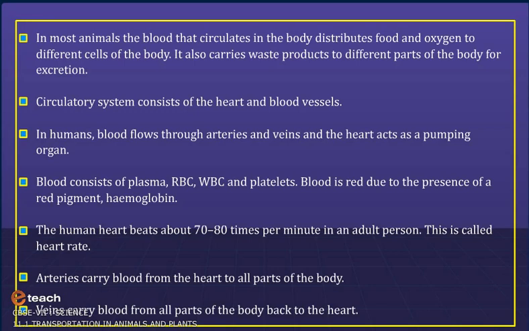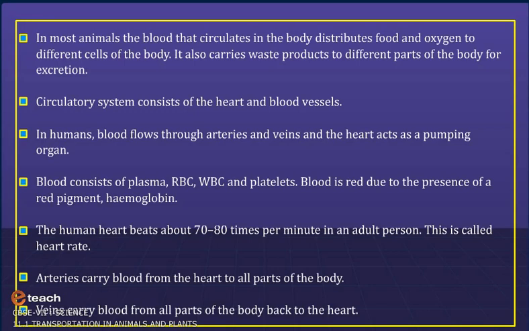Blood consists of plasma, RBC, WBC, and platelets. Blood is red due to the presence of a red pigment, hemoglobin. The human heart beats about 70 to 80 times per minute in an adult person. This is called heart rate.